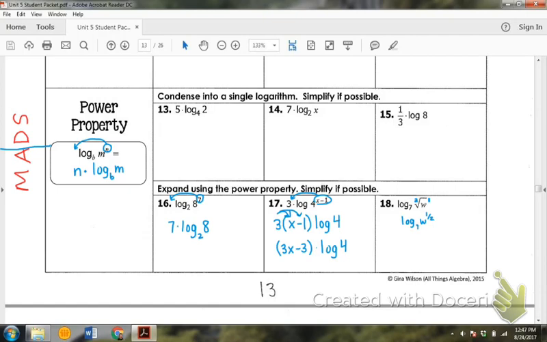log base 7. So now I do actually have an exponent. It's 1/2. Where's that 1/2 going to go? Out to the front. Okay? So I have 1/2 times log base 7 of W.